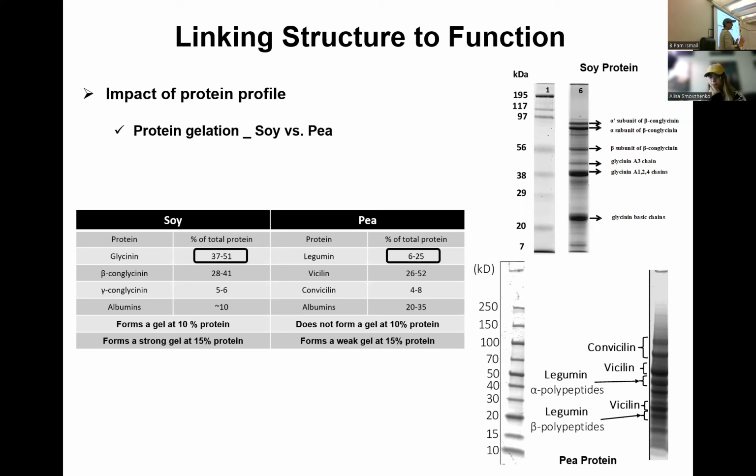Now, from Holly's work, we learned that it's not the only factor. There's more to the story, but the profile and the composition impact the gelation. We know that soy forms a gel at 10%. Pea does not form one, and sometimes it forms a weak gel at 15%, sometimes it doesn't, depending on the source of the protein. So composition and different proportions of different fractions impact gelation.